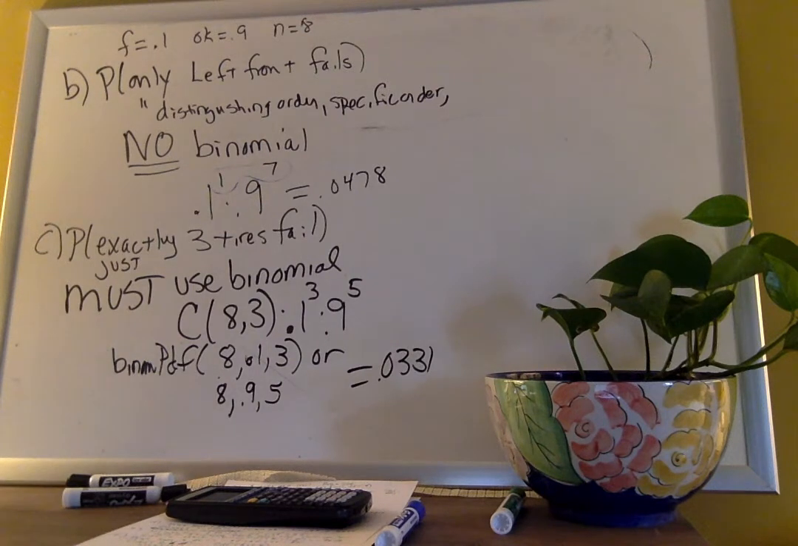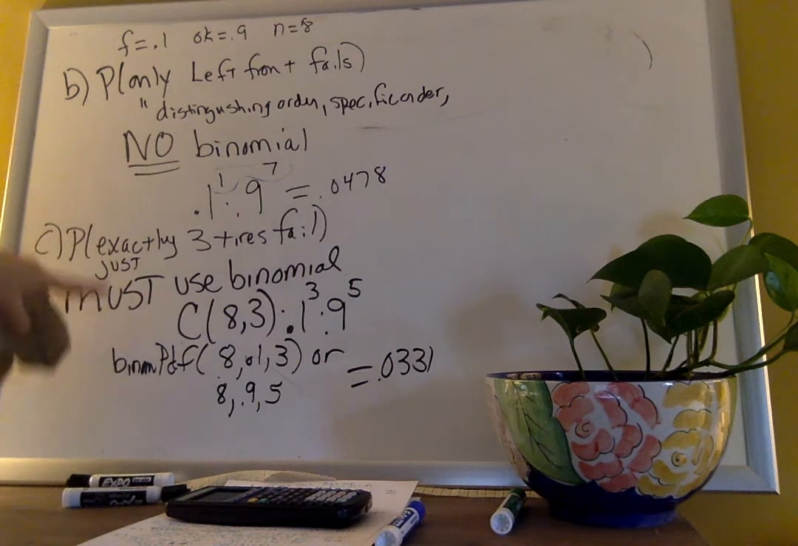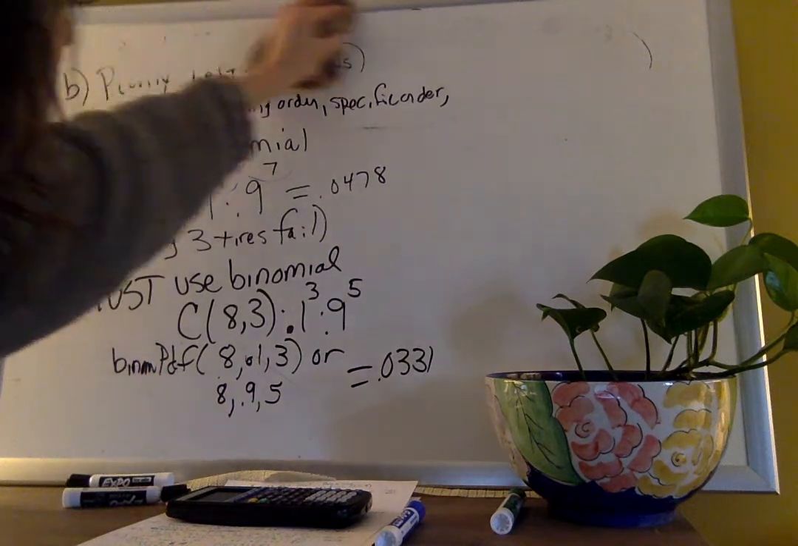Okay. So that was a case where there were multiple ways, absolutely had to use a binomial. So that's kind of like the new stuff of why this video is being made. Let's go do a D.